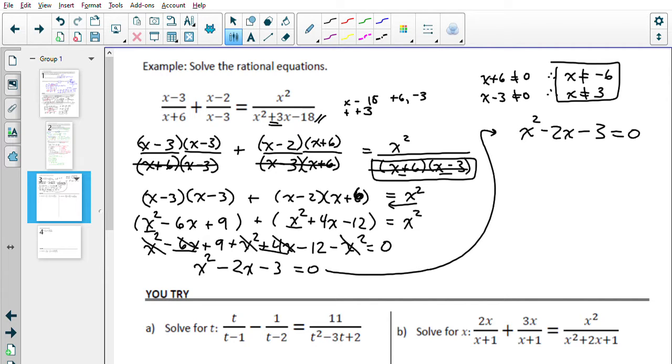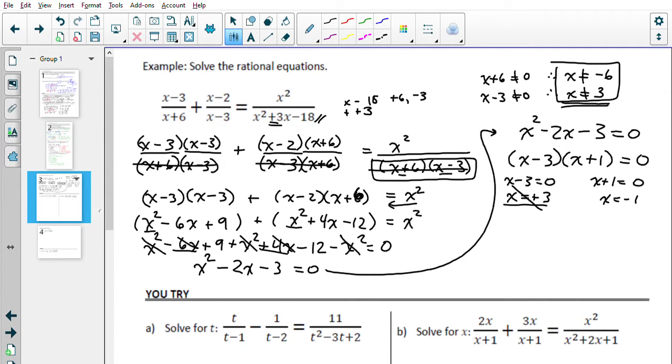You factor that to solve, and you would have x minus 3 times x plus 1 equaling 0. So your two solutions would be setting x minus 3 equals 0 and x plus 1 equals 0. So an x of plus 3 or an x of minus 1. But as you recall, x is not allowed to equal plus 3. So you're going to scratch that one out. So your only answer to consider is x equaling negative 1.